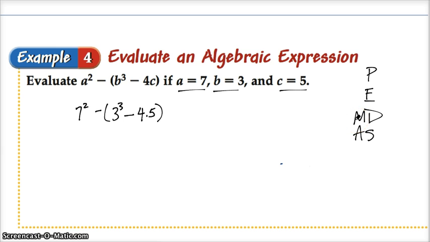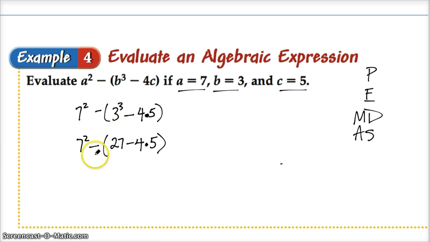So after I've replaced that, order of operations tells me to first deal with whatever's in parentheses. And since I'm dealing with that, I've got to now apply order of operations to everything inside. Let me make this look more like a multiplication and not a decimal. So now 3 to the third power means 3 times 3 times 3, which I know to be 27. So now I've got 27 minus 4 times 5.